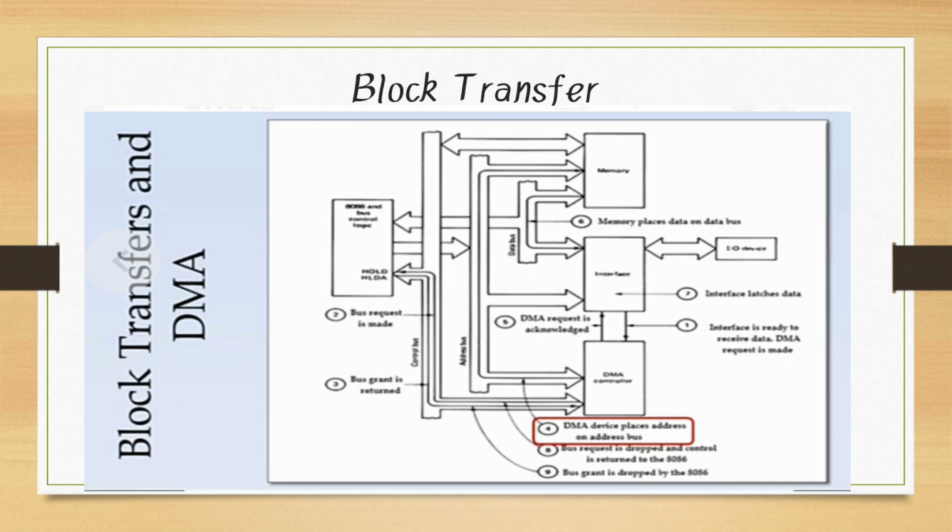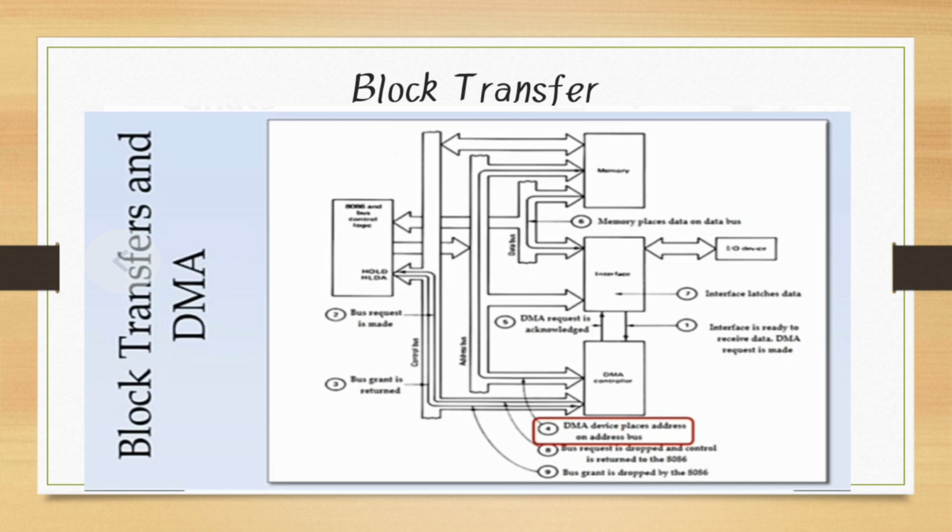Then the DMA controller sends the signal to the CPU. The CPU gets the hold signal, executes, and sends the hold acknowledgement to the DMA controller for the bus request. Suppose the bus grant is returned. The bus grant is returned using the hold acknowledgement signal. Then the DMA device places the address on the address bus. The DMA request is acknowledged. Only when the DMA device places the address on the address bus does it give the acknowledgement to the I/O device.